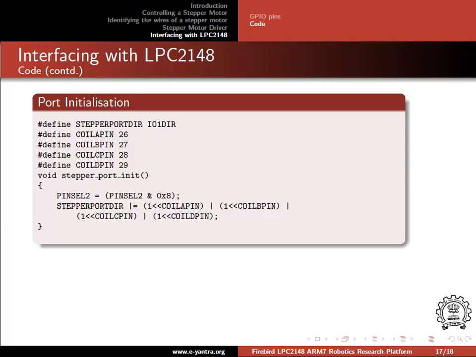The second line sets the 4 pins as output pins as specified in the hash-defined constants coil A pin, coil B pin, coil C pin and coil D pin in the register represented by the constant stepper port dir, which equals IO1 dir, that is the port direction register for IO port 1. Using hash-defined constants for ports and pins allows greater flexibility and reusability of code should you later decide to use another port or pin. Although it is used only once here, it will be used more often in the step functions that we discuss later.